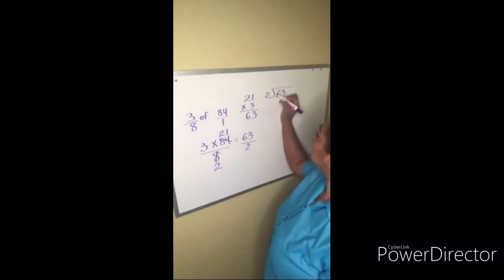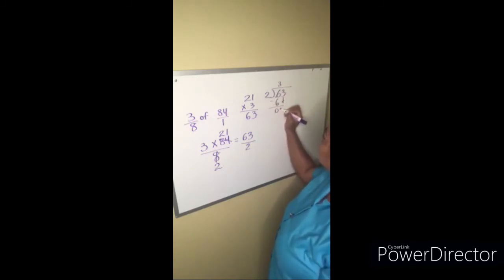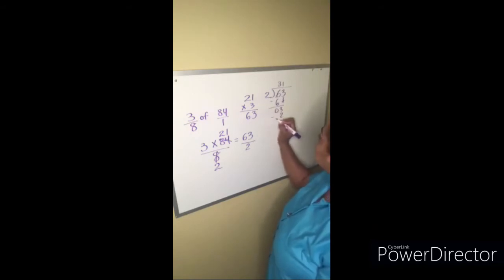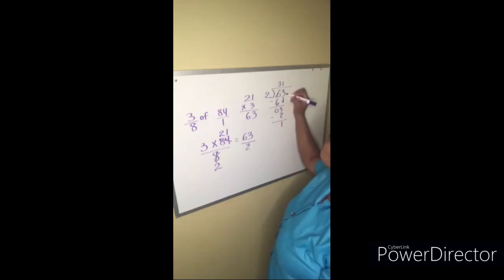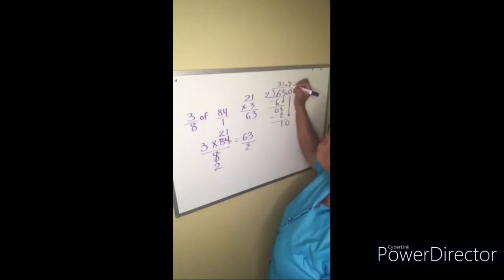2 can go into 6 3 times. 2 times 3, 6. Subtract, and you bring down the 3. 2 can go into 3 1 time. 2 times 1, 2. We subtract. 3 minus 2, 1. So now we need to put a decimal here and a decimal up here. Then we're going to add a 0 and bring it down. 2 can go into 10 5 times.